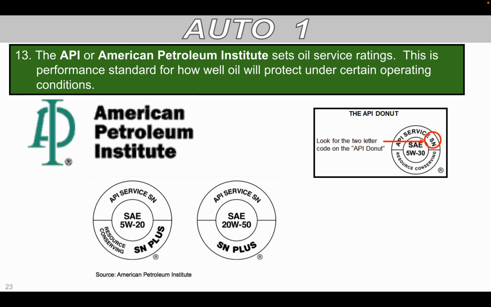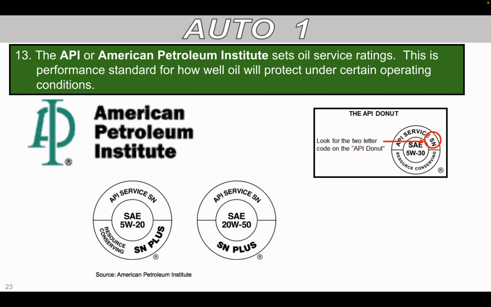So this is kind of like the viscosity rating, but the viscosity rating is based on SAE standards. API sets this, and it says this particular oil is rated for an SN service rating. We'll talk about what that means in a little bit. In the center here, it's going to have the SAE rating. So this viscosity rating is a 5W20. And then it's going to have some additional information down here. So this one is actually an SN+, and it's resource conserving.